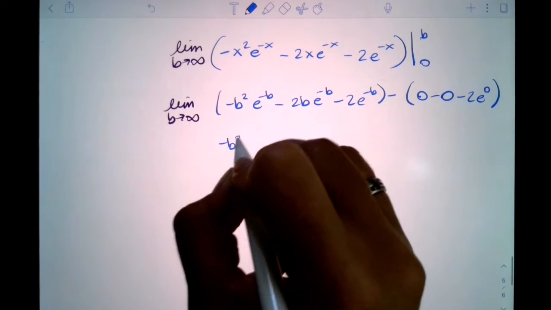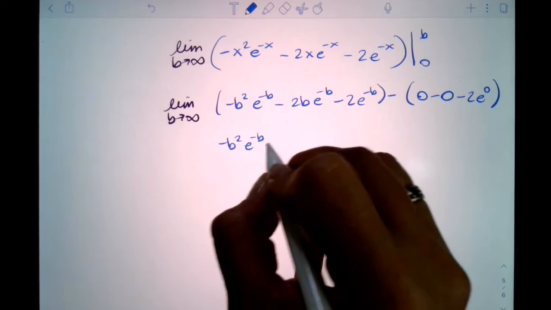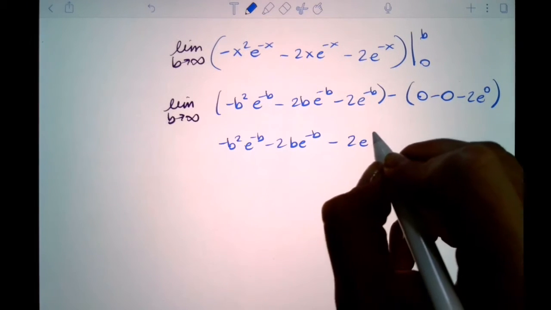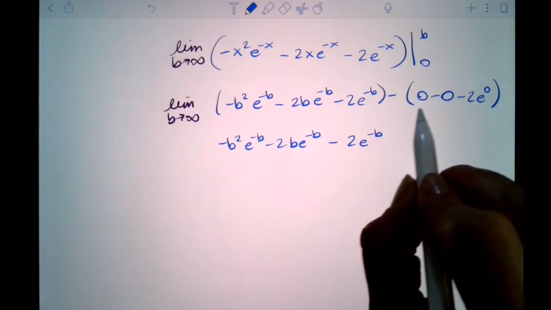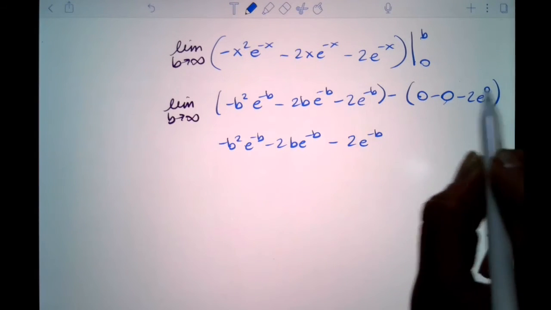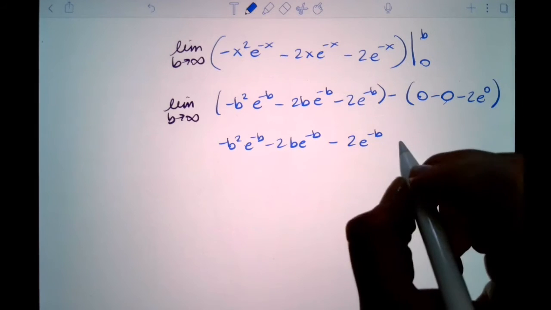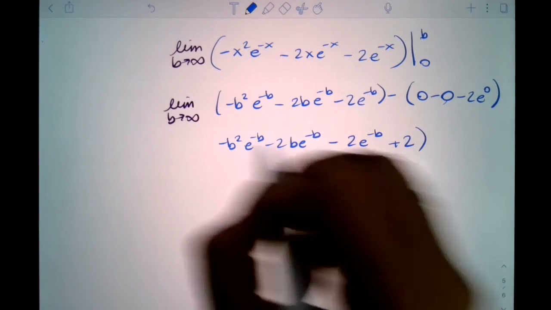I have negative b squared e to the negative b, negative 2b e to the negative b, negative 2 e to the negative b. And let's be careful. I know I have these zeros, but this last guy is not 0. Negative 2 times 1. So minus negative 2 is plus 2.